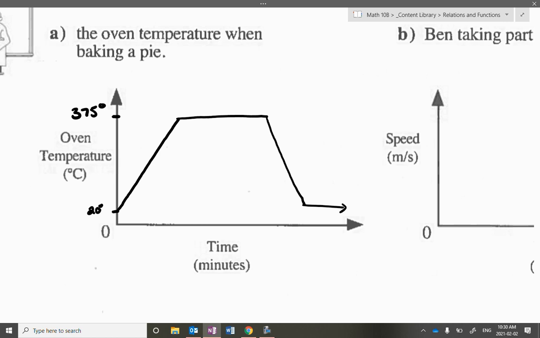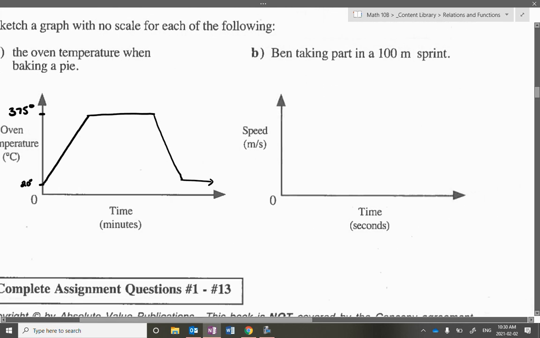Very easy to start at 0. Okay, so let's say Ben is taking part in a 100-meter sprint. So we have speed versus time. How long does it take to run 100 meters? Not very long. You have a really quick speed initially, and then hopefully you're fairly consistent, and then you fairly abruptly stop at the end, right? So initially we speed up really fast, run your 100 meters, and then you probably slow down and stop. You're going to have a very clear endpoint because once you stop running, you are like standing.